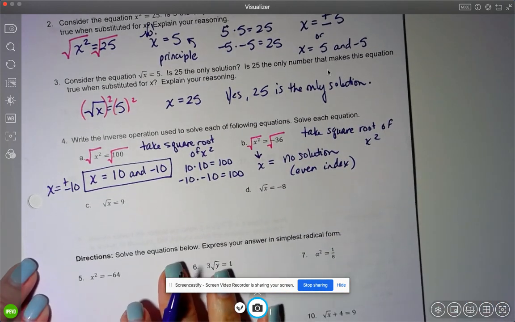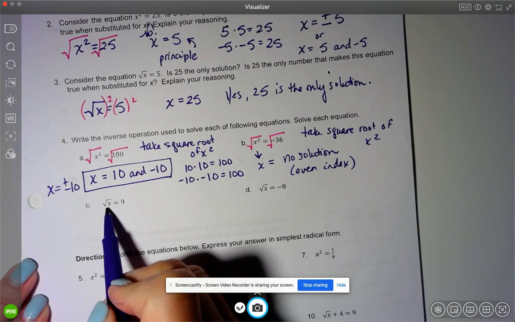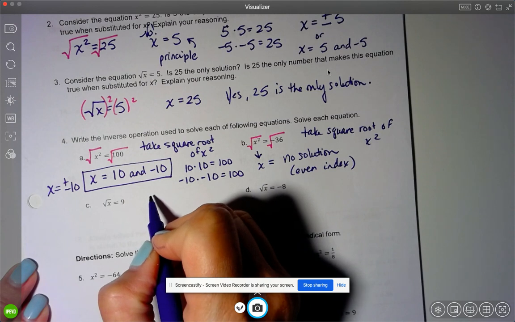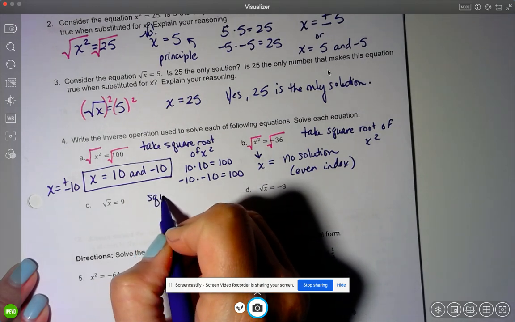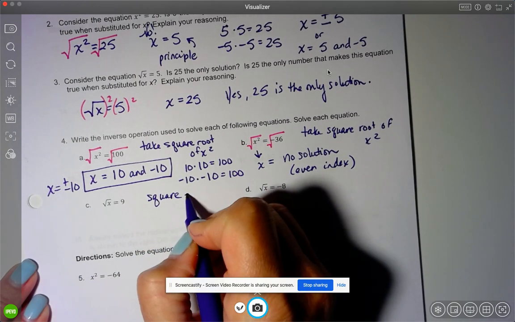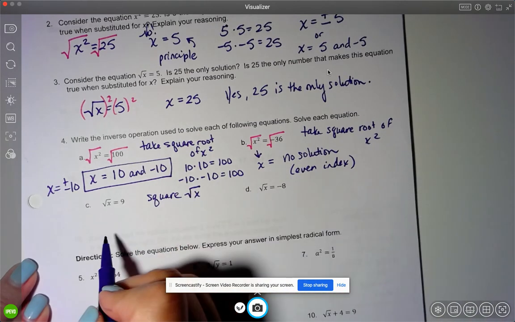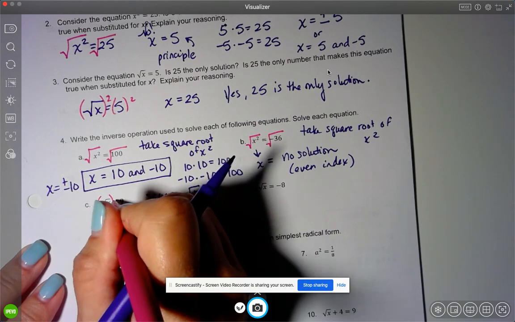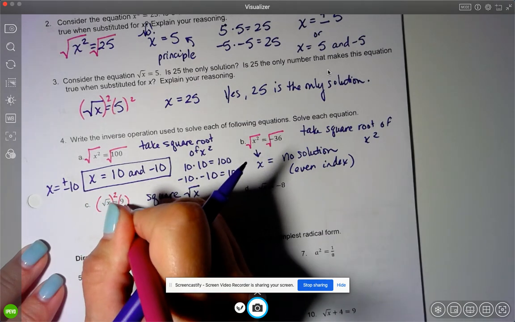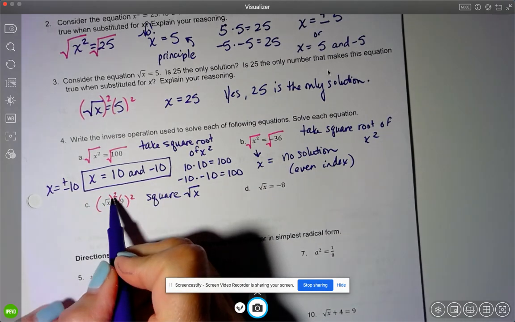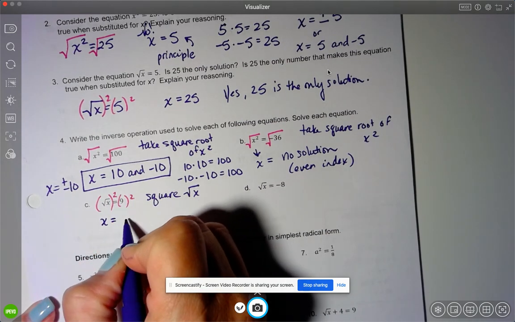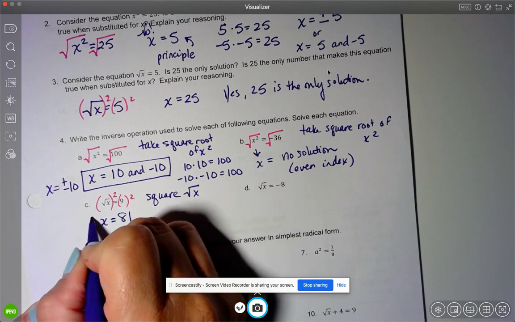All right, here you have square root of x equals 9. So the inverse operation would be to square the square root of x. So I'm going to go ahead and do the inverse operation. Square both sides. This squaring undoes the square root, so I have x by itself, and then 9 squared, which is 81. And that's the only solution. x equals 81.